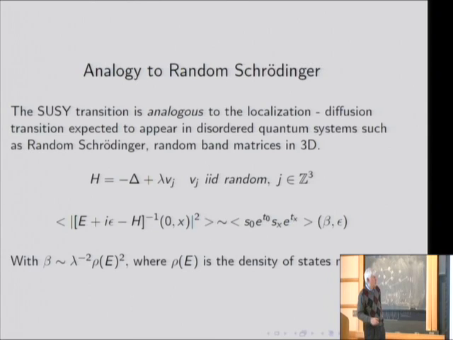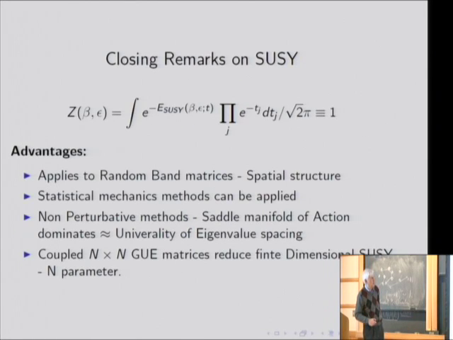So when you go to the random Schrödinger, you'll see that this beta is proportional to the inverse of the coupling constant here. So low temperature corresponds to weak disorder, and if lambda is very large, then beta is small. That's like high temperature. So these are my closing remarks.